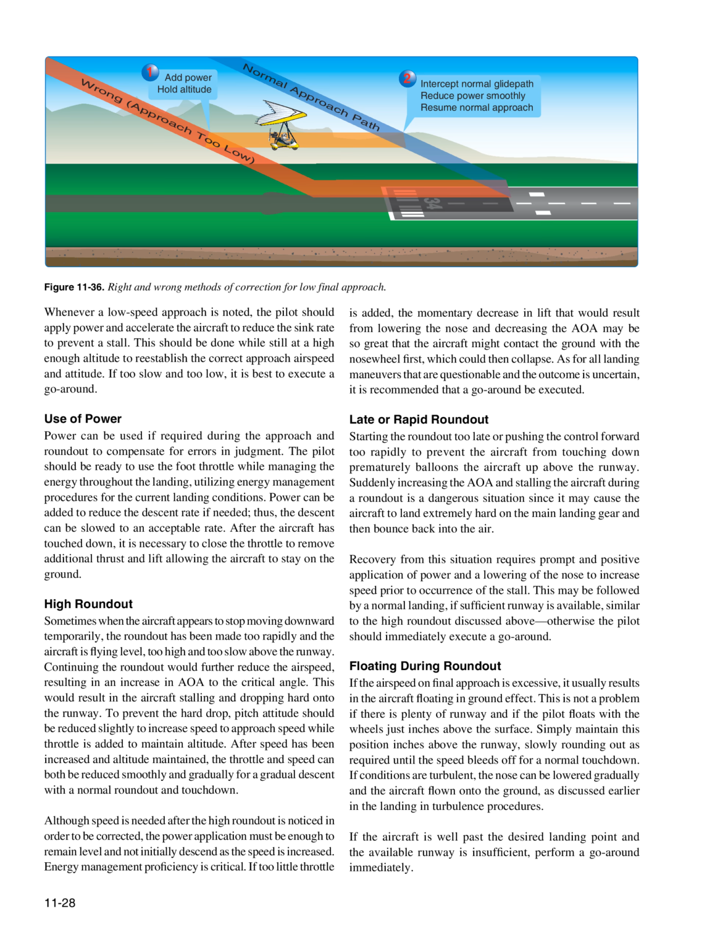Floating during roundout. If the airspeed on final approach is excessive, it usually results in the aircraft floating in ground effect. This is not a problem if there is plenty of runway and if the pilot floats with the wheels just inches above the surface. Simply maintain this position inches above the runway, slowly rounding out as required until the speed bleeds off for a normal touchdown. If conditions are turbulent, the nose can be lowered gradually and the aircraft flown onto the ground, as discussed earlier in the landing and turbulence procedures. If the aircraft is well past the desired landing point and the available runway is insufficient, perform a go-around immediately.